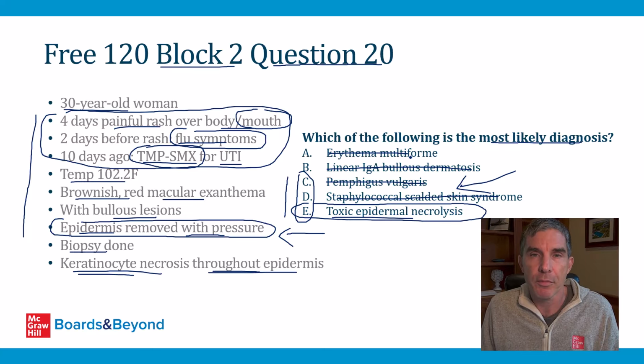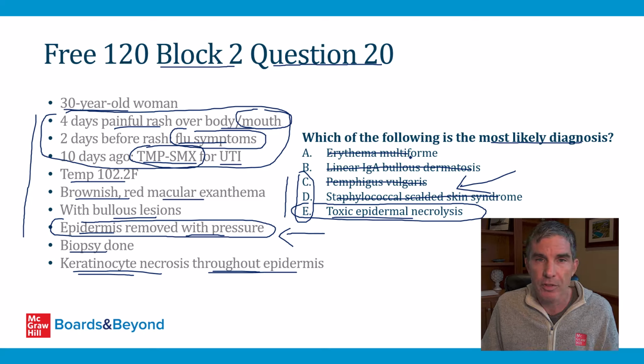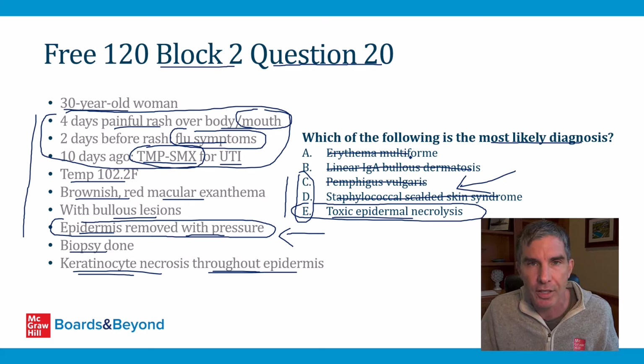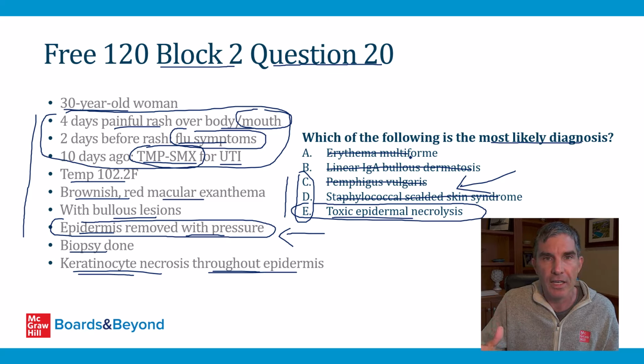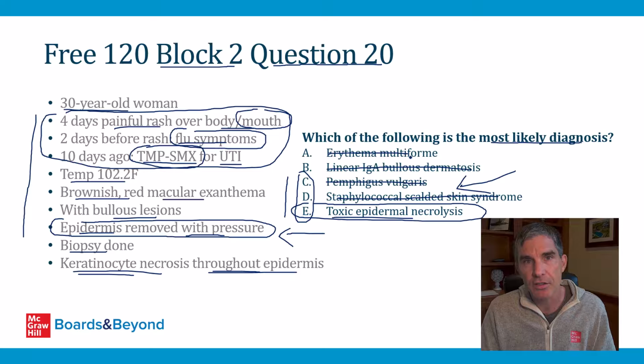So take-home points from this question, in my opinion, are that derm questions are hard. Until you've done a derm clinic and you've seen lots of these things, these questions are always difficult to make the diagnosis just from the words in the question stem. So make some simple rules of thumb you can follow in your mind. The presence of Nikolsky sign in this question is a huge clue. And then know the classic presentation of TEN, exposure to a trigger like TMP-SMX, flu-like syndrome, and then skin and mucocutaneous lesions. And that concludes our video review of the Free 120 Block 2 question 20.